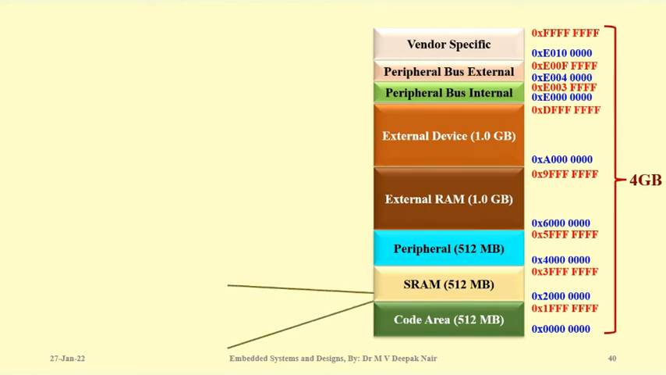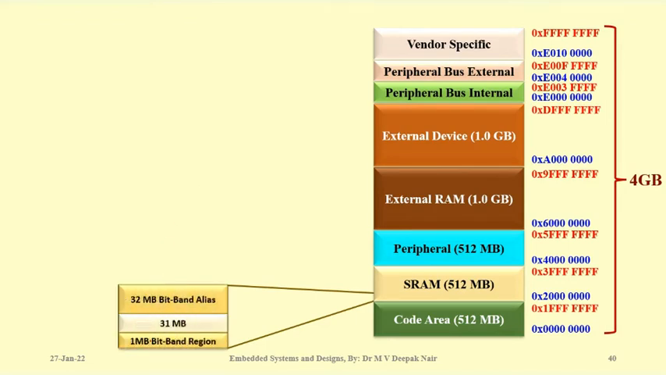There is a very important feature called bit banding. Some space of SRAM is kept apart for bit banding. Bit banding means the memory area here in case of SRAM, starting from 2000 to 2010, that is 1 MB of space out of 512.